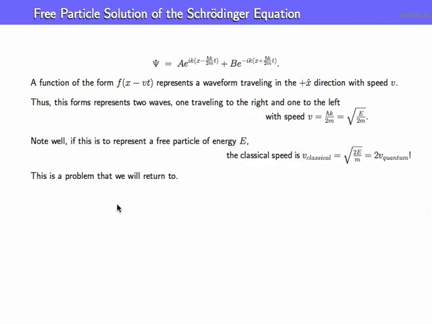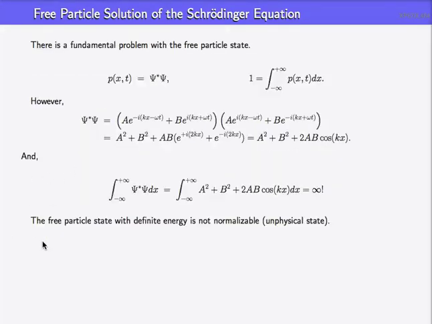Okay, let's move on, and we'll talk about another fundamental problem with the free particle state. Remember that the wave function gives us the probability density. Psi star psi gives us P of x and t. Since that's a probability density, and we want our probabilities to be normalized, when we integrate over all space, again, we're talking about only one dimension here, this has to equal 1, the normalization of probability, as we said. Well, let's look at what psi star psi is in this particular case.